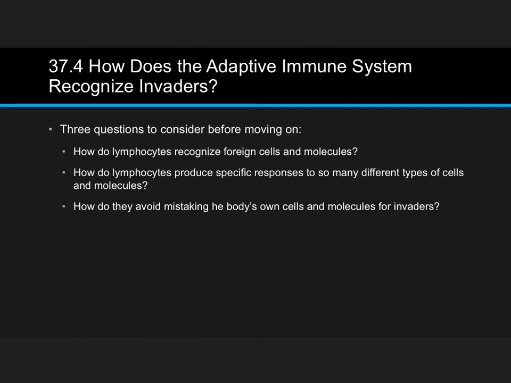How do lymphocytes recognize foreign cells and molecules? How do lymphocytes produce specific responses to so many different types of cells and molecules? And how do they avoid mistaking the body's own cells and molecules for invaders?